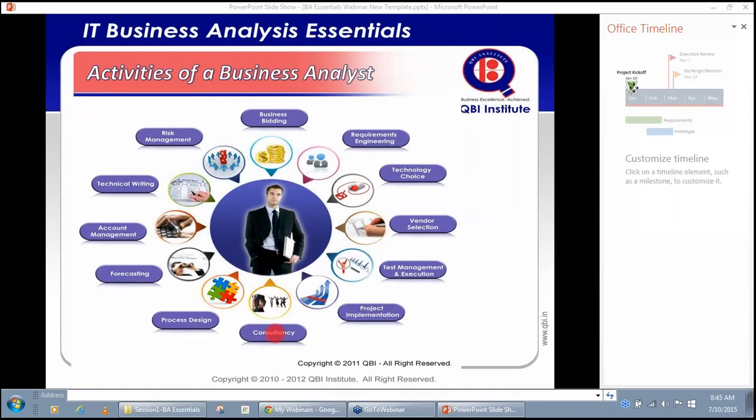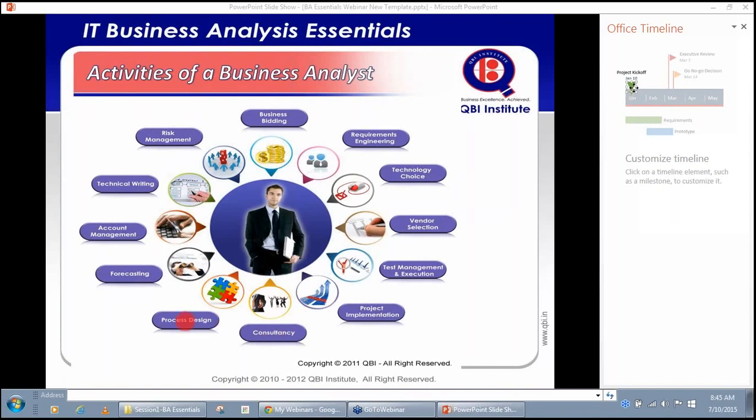As a business analyst, you are a consultant because your focus is on requirements. You have the insight on the requirements of today and also requirements of the future. So this is yet another activity of yours as a business analyst.